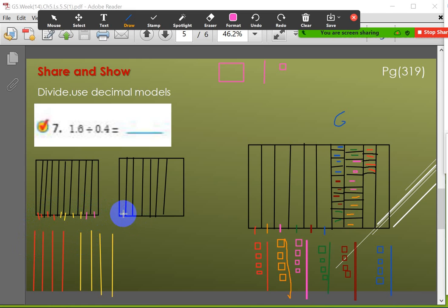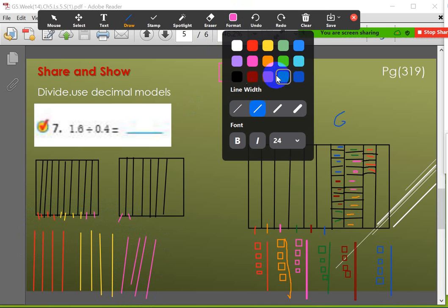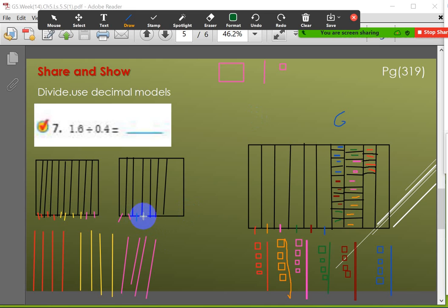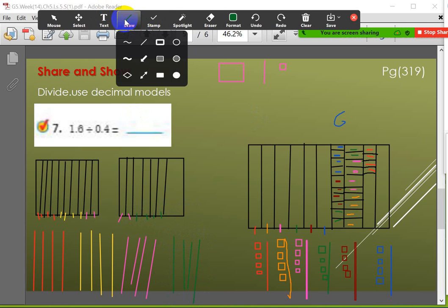1, 2, 3, and 4. This is the third group. Okay, the last one in the green. 1, 2, 3, and 4. So the answer, how many groups I have? The answer is 4. I have 4 groups.